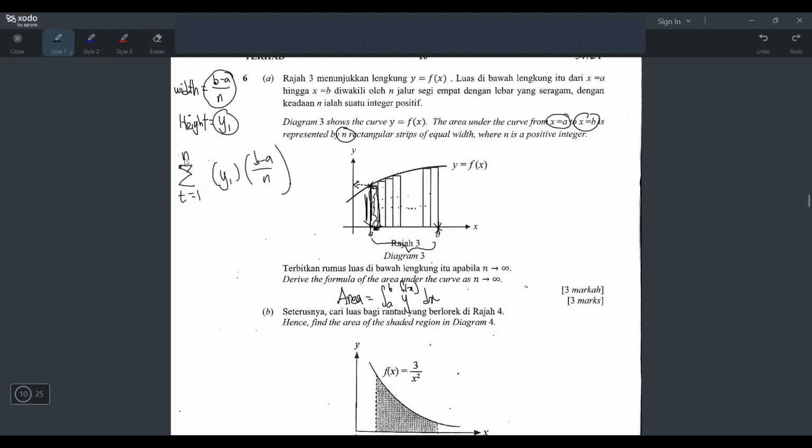Okay, t equals 1 to n. So what we want to do now is we want the n to approach infinity. Then maybe a student will ask, why do we want the n to approach infinity? Because let's refer to the diagram here.